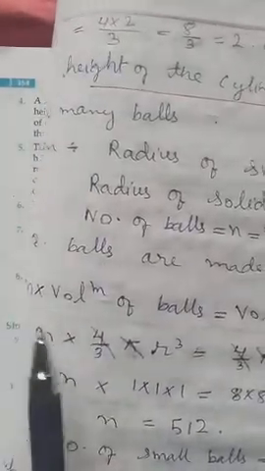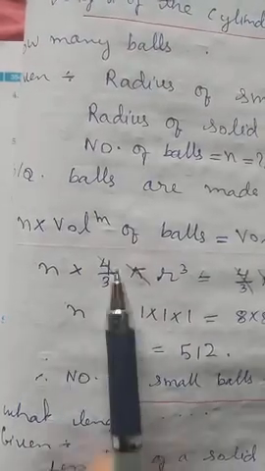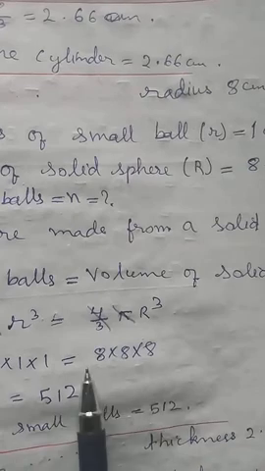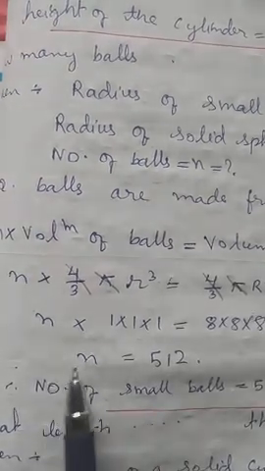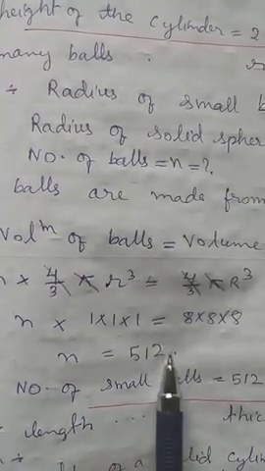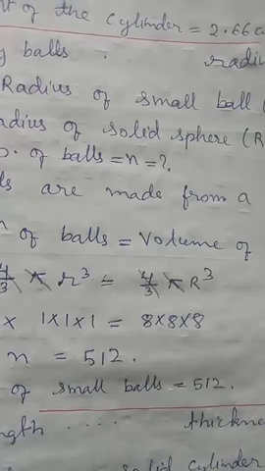So using that fact we can calculate. That means n times the volume of a small ball, because there are many of them, equals the volume of the solid sphere. We replace the formula because all are equal. We can simply put n into 4 by 3 pi, then r we already have 1 into 1 into 1, then capital R we have 8 into 8 into 8. 4 by 3 cancel, pi cancel. So that means n into 1 into 1 into 1 equals n. 8 into 8, 64. 64 into 8 we have 512. So the number of small balls which will come out from that big sphere is equal to 512.